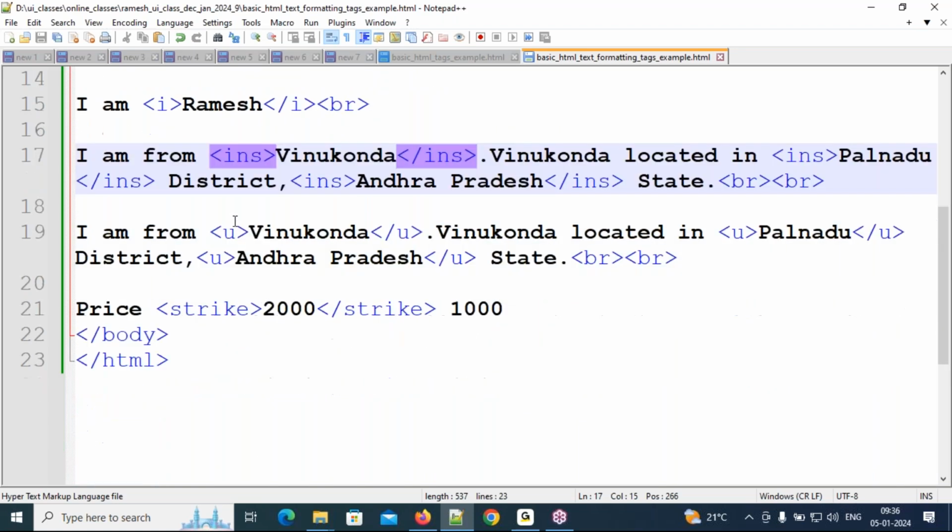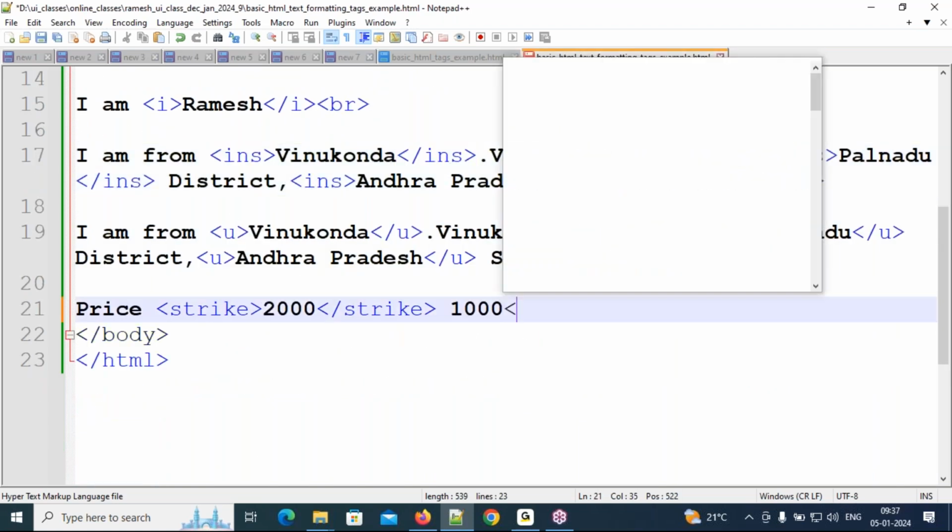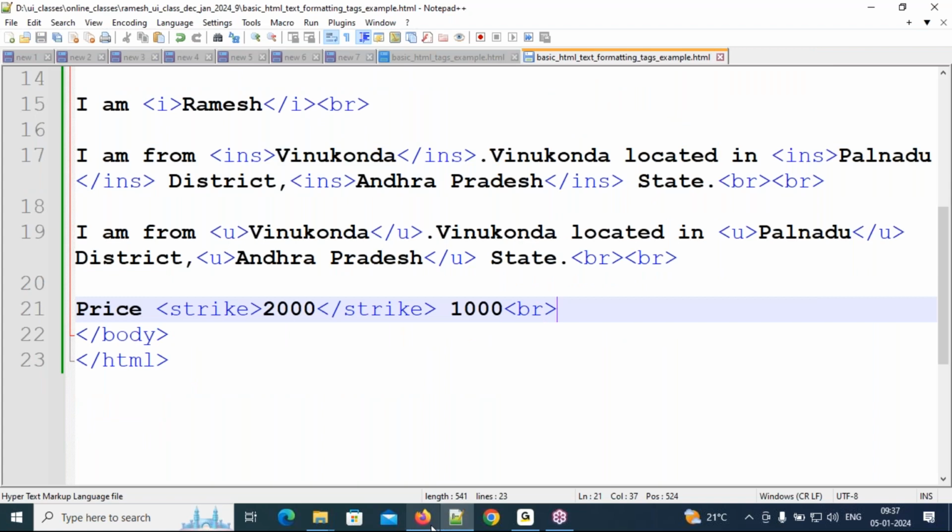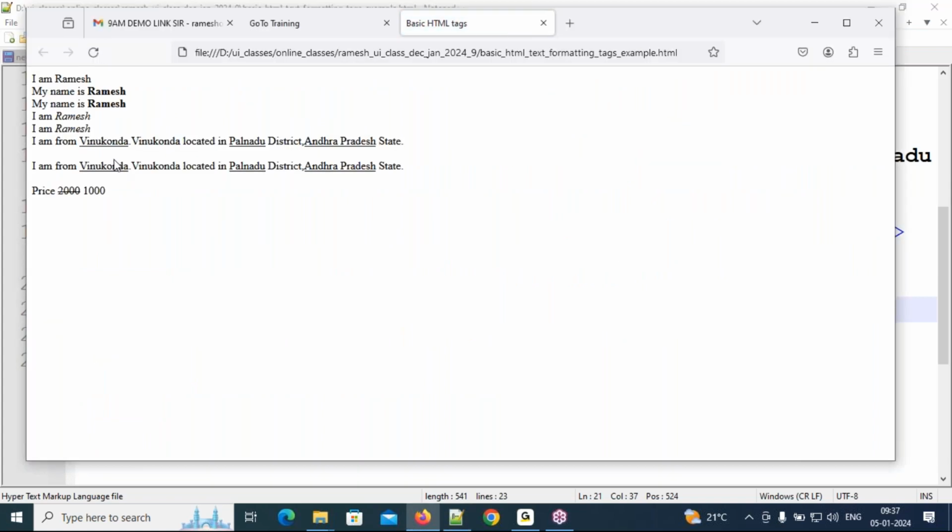Okay, right. Strike tag. In this type of scenario, the strike tag will be useful. For example, how can we use it in real time? Sometimes whenever you are explaining content, we need to tell what is right and what is wrong also.